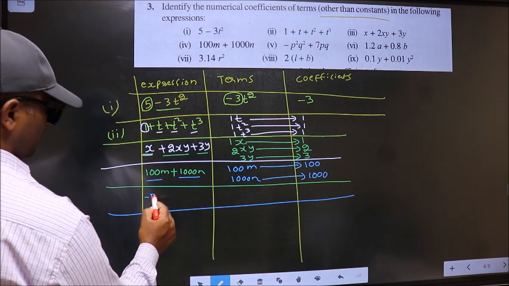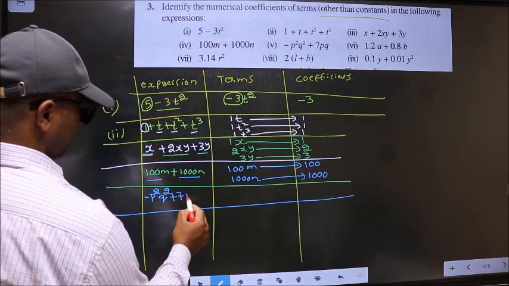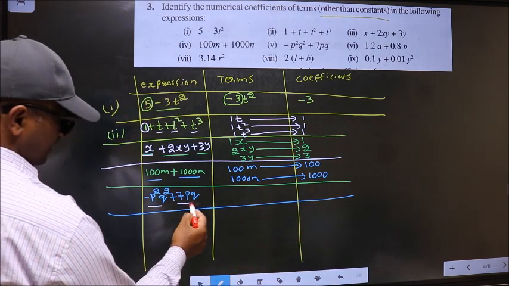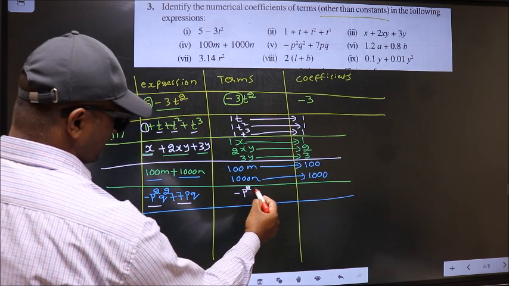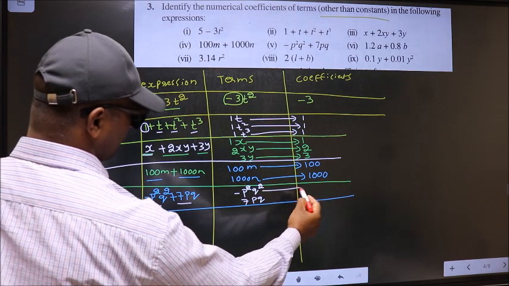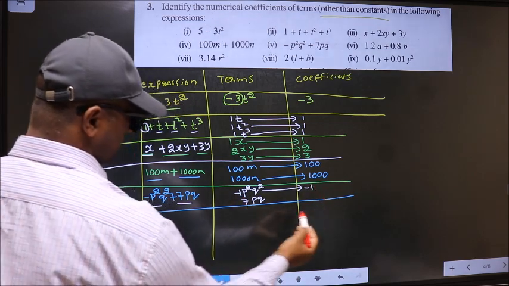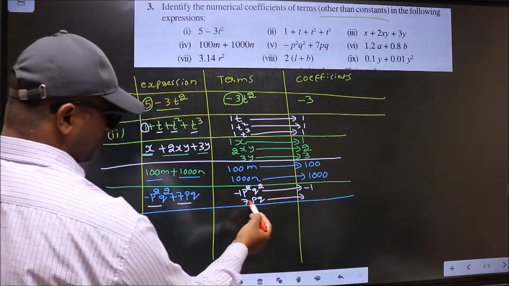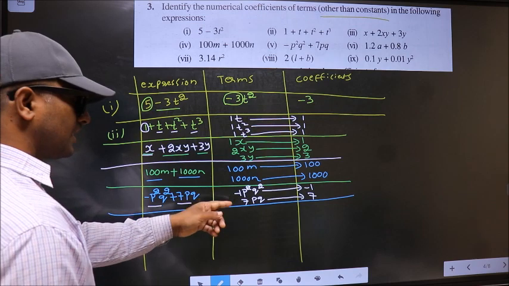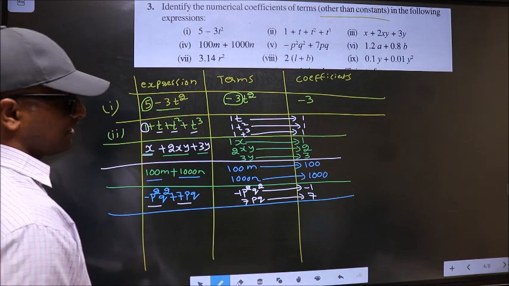Okay, next, minus p square q square plus 7pq. In this the terms are minus p square q square and 7pq. Now the coefficient is the number before the letter, that is minus 1, and here the number before the letter is 7, so 7. Whether you put a plus or not doesn't make any difference, but if you have a negative symbol, you should not miss the negative symbol.